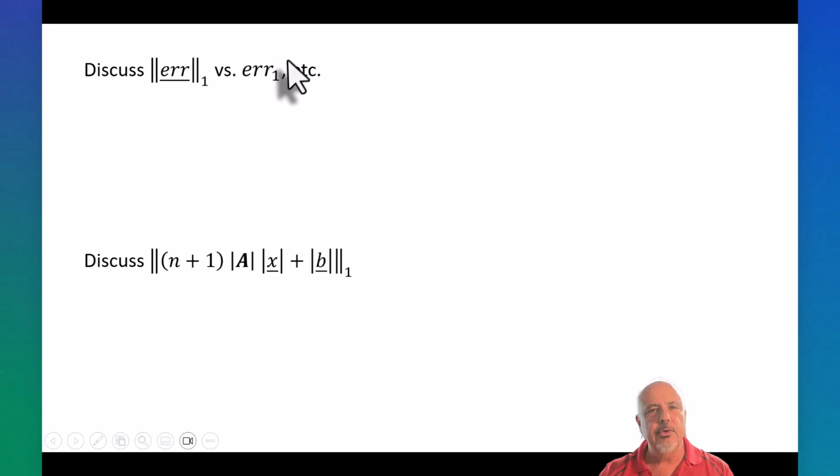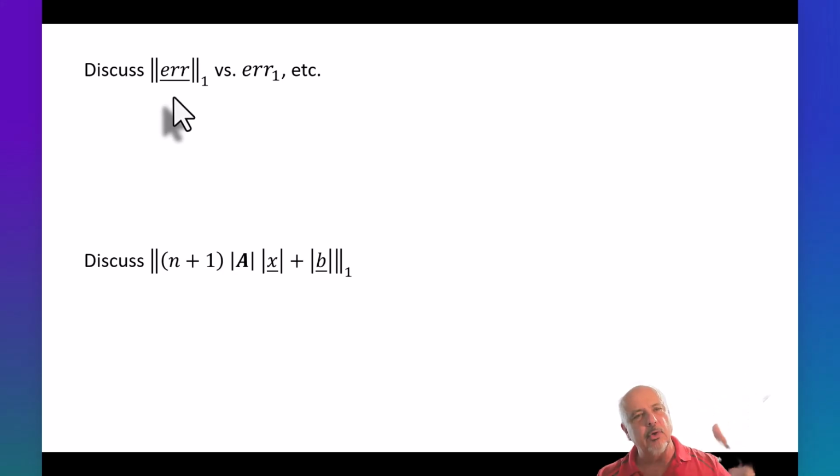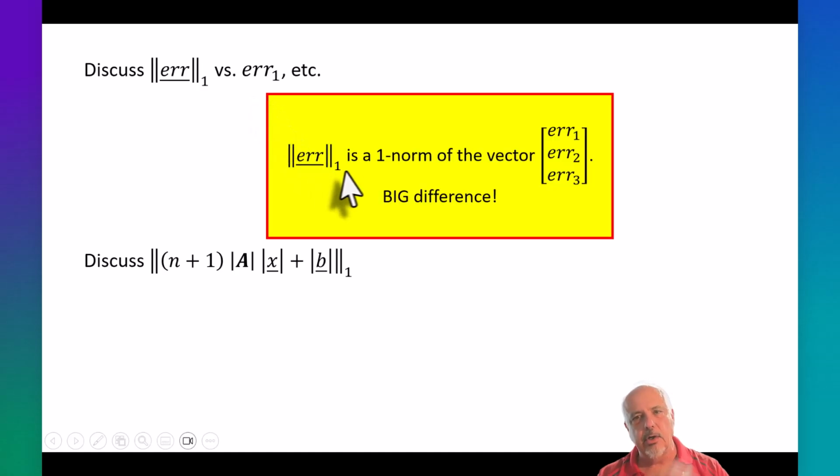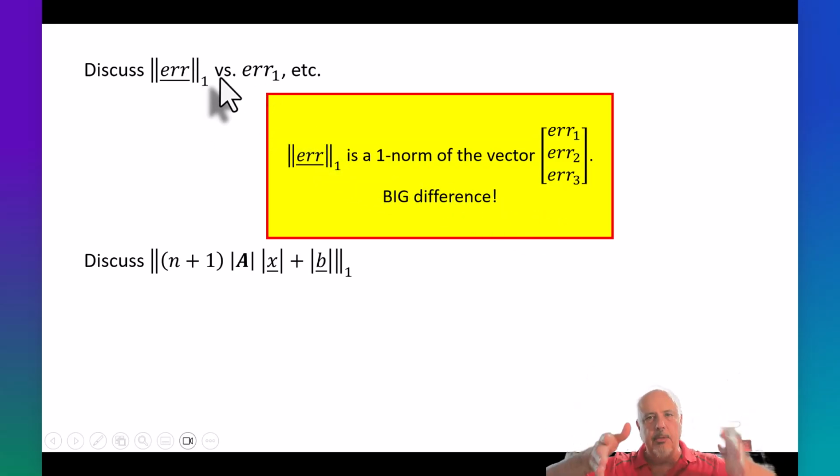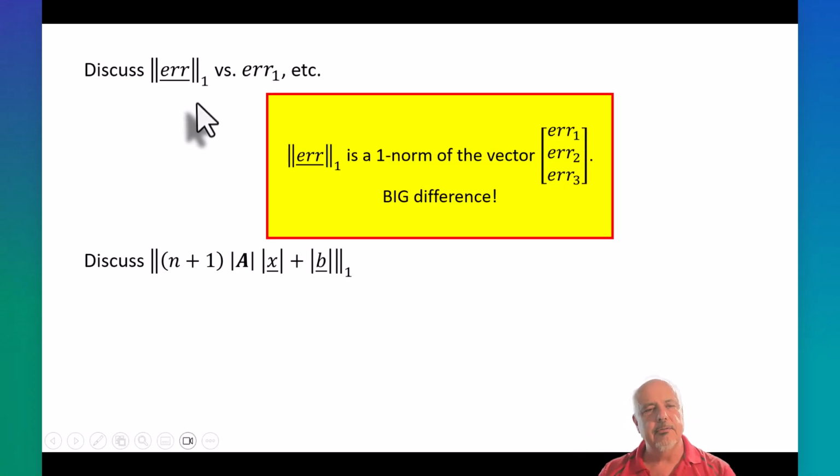And it's important to understand a couple of things here, the difference between the 1 norm of the vector versus what E1 is. So E1 is a scalar, and it's just one of the scalars. There would be an E2 and an E3, but the vector 1 norm is a 1 norm of the vector, and there's a big difference there between these two things. So the double bars means norm, and the 1 is going to be the sum of the absolute values of everything.